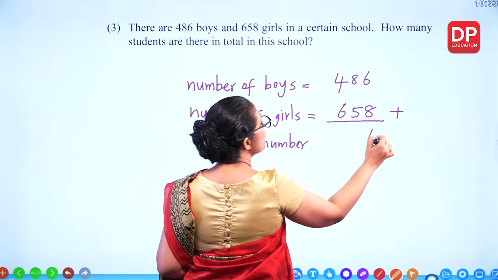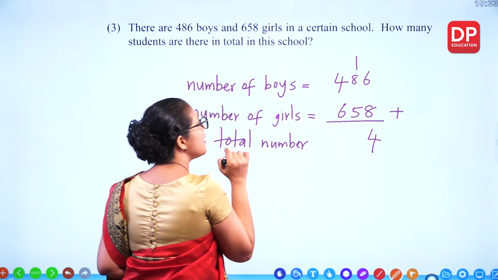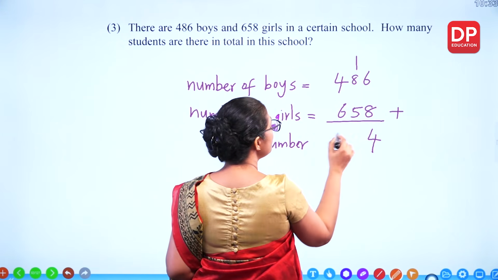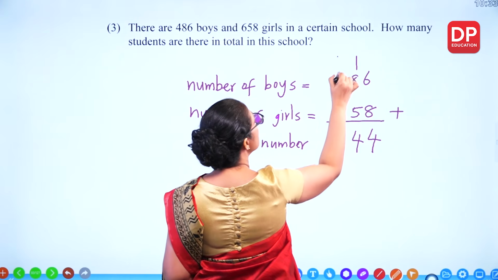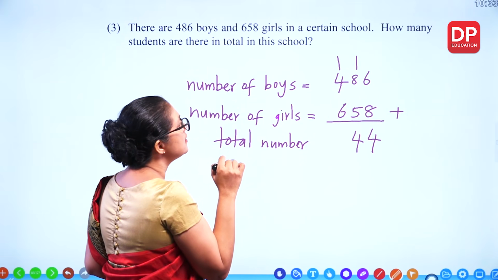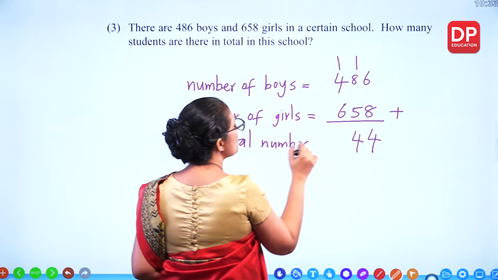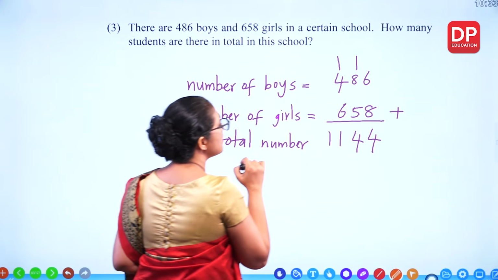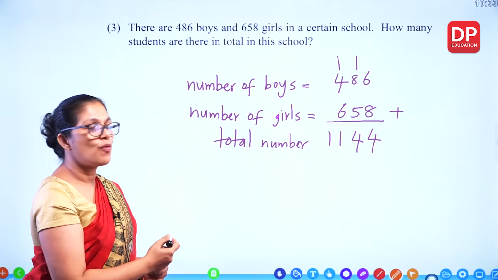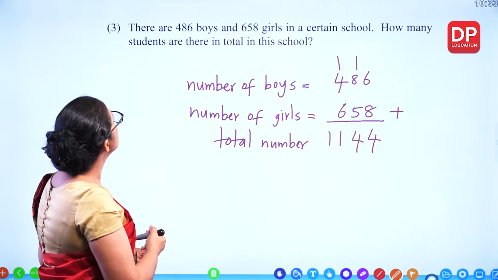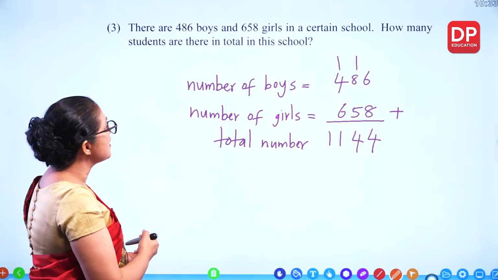8 plus 6, 14. Take 1 there. 9 plus 5, 14. Take 1 there. 6 plus 4, 10. 10 plus 1, 11. 1,144 is the total number of students in that school.